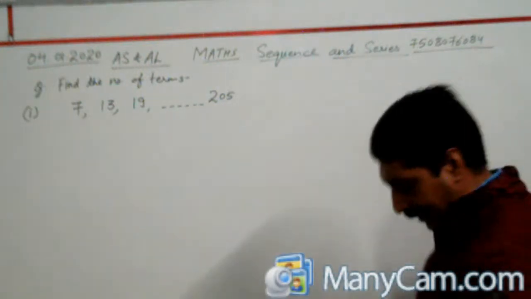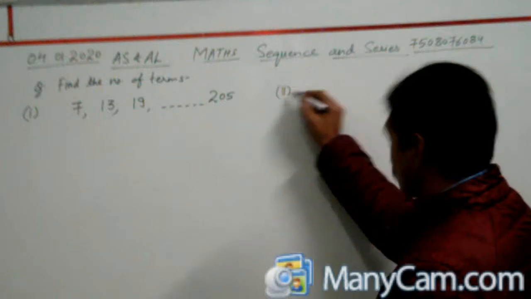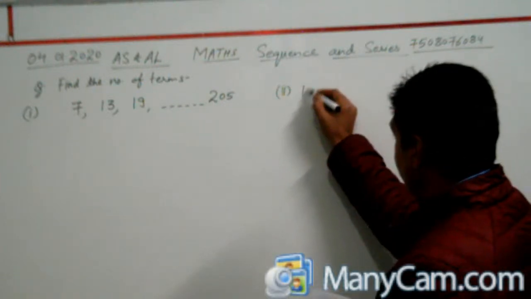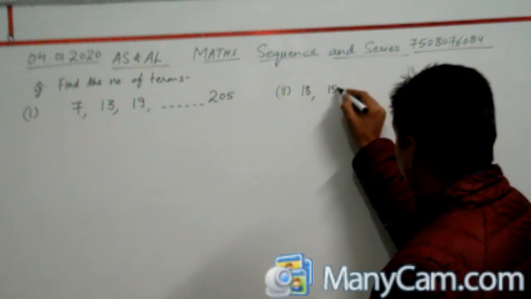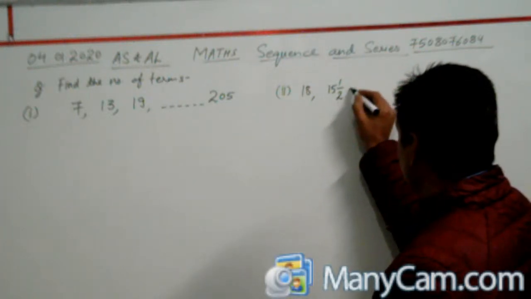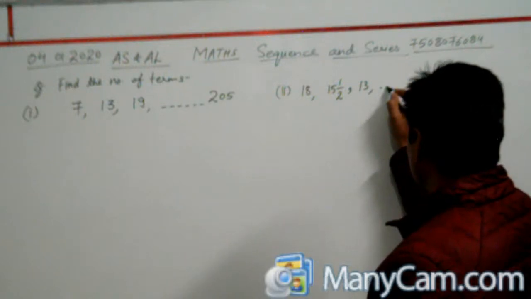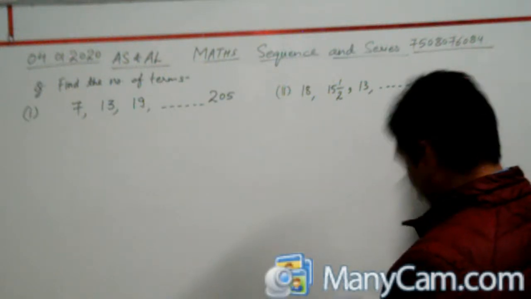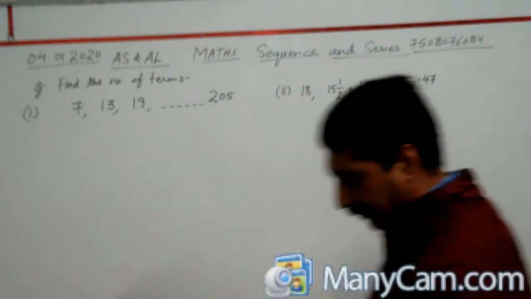And we have one more sequence, that is 18, 15 and a half, then 13, and so on up to minus 47. Find it fast.